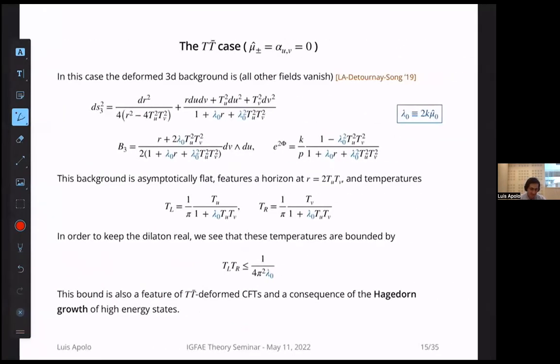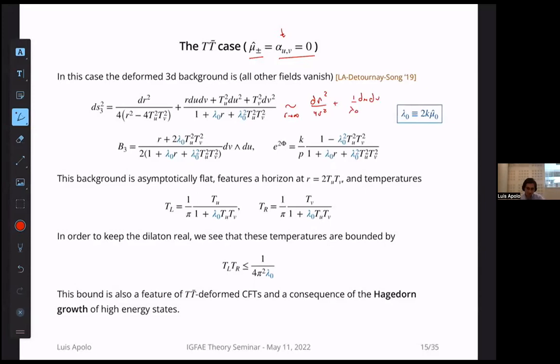So let me start with the TTbar case. In this case, we set these deformation parameters to 0, and I also turn off the U(1) charges. So when you see these alphas, you think immediately of the U(1) charges, so I'm turning them off. In this case, the 3D background that you get after performing the TsT transformation is this one. And in particular, you see that as r goes to infinity, this part of the metric can be written in this way.